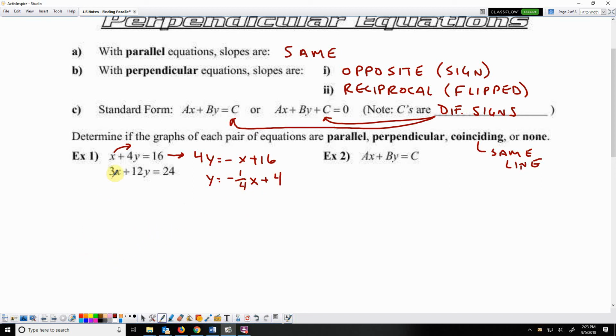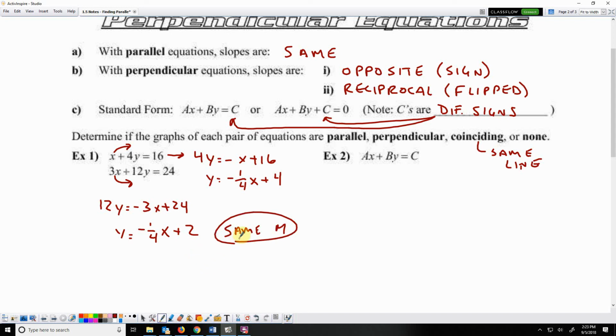For this second line, if I move that 3x to the other side, I get 12y equals negative 3x plus 24. So if I divide everything by 12, I get y equals negative, and then 3 over 12 is 1/4, and then 24 divided by 12 is 2. So I have the same slope. So I'm going to make a note, same slope, and m is for slope.